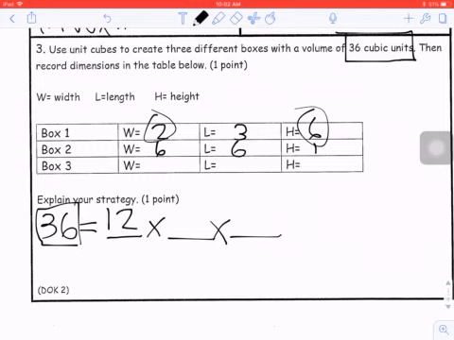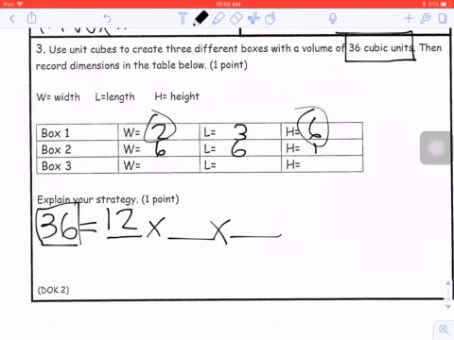And there's other combinations you could do. You could do 6 times 3. I know that equals 18. I could do 18 times 1 times 2.